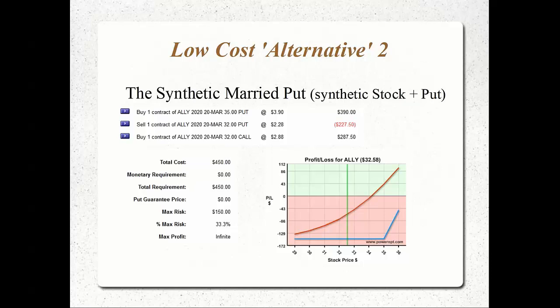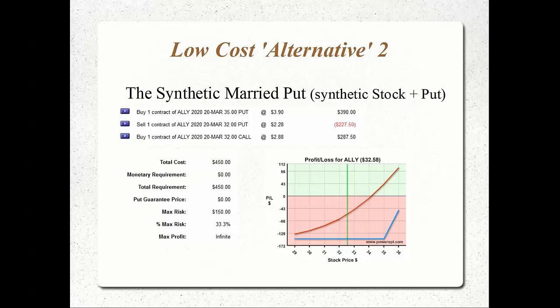I'm going to sell the 32 put for $228. At the same time, I'm buying a same strike, same expiration call. Short put plus long call, same expiration, same strike, equals a synthetic long stock position. This one happens to be done at a debit. Sometimes you might be able to get a credit, which would lower the cost of the long put and might give you lower risk.